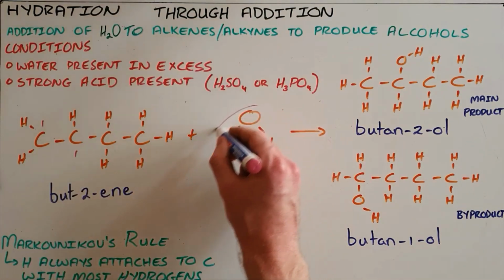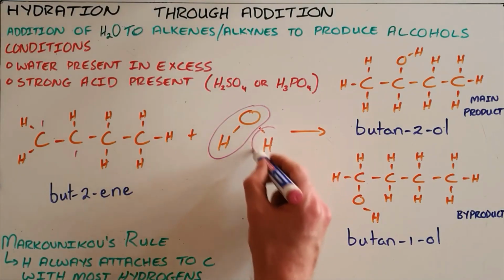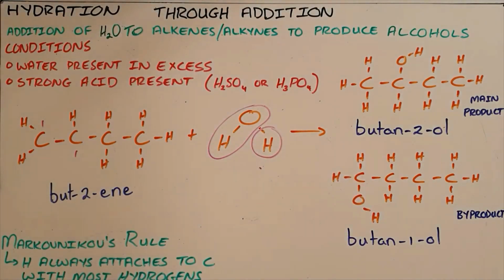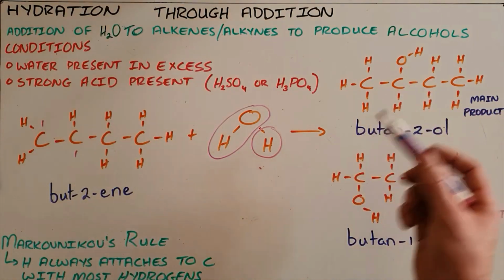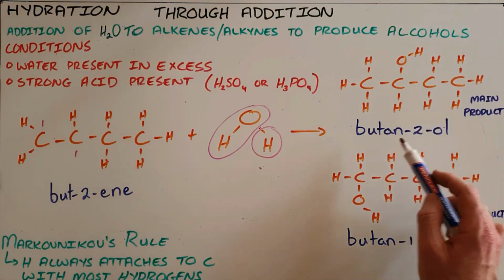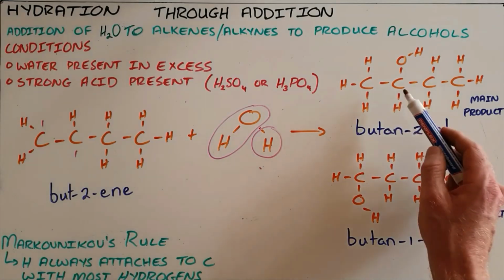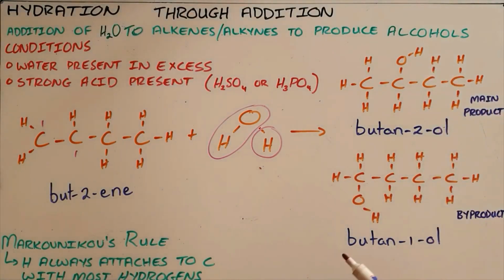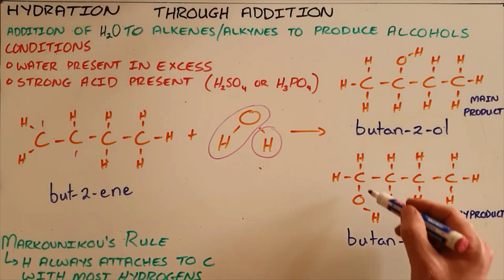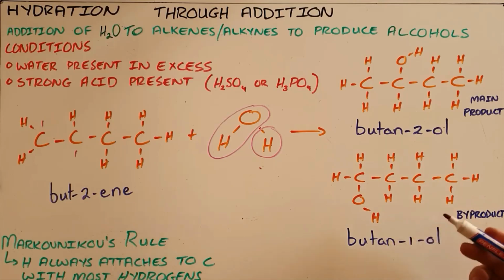The water molecule then also breaks up into a hydroxyl group and a hydrogen ion, which can then attach themselves onto those carbons. And once again, we have two possible products. The first product here being butan-2-ol, where the hydrogen has attached to the first carbon and the hydroxyl group has attached to the second carbon. And the other product possible being butan-1-ol, where the hydroxyl is attached to the first carbon and the hydrogen attached to the second carbon.